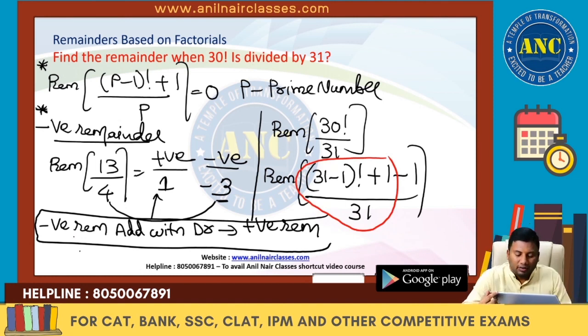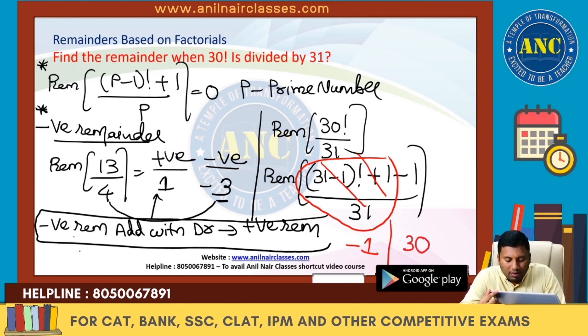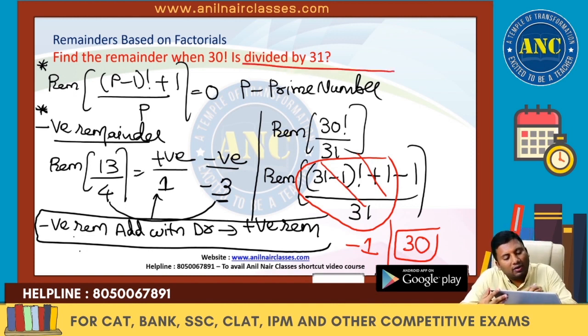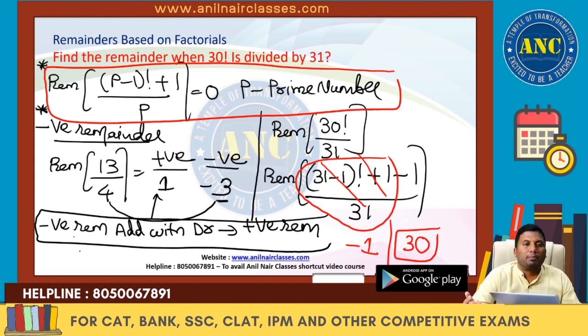What is the negative remainder? It is minus 1 because this came out to be 0. Negative remainder minus 1. Positive remainder is 30. I hope it is clear. Remainder when p minus 1 factorial plus 1 is divided by p is 0 when p is a prime number.